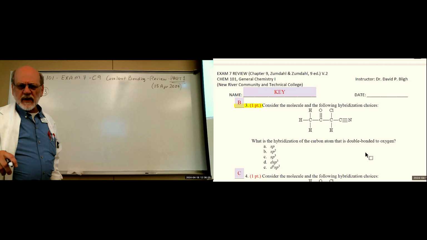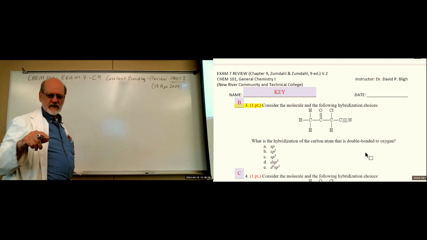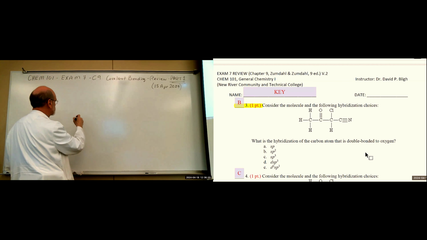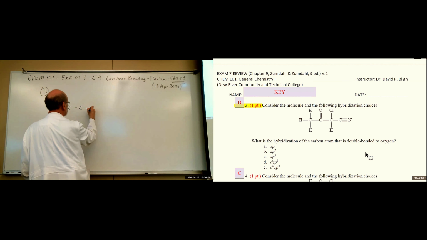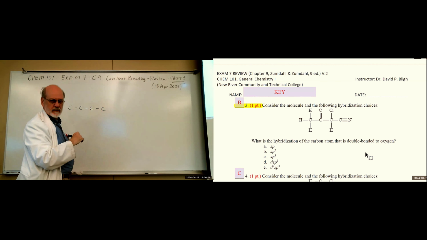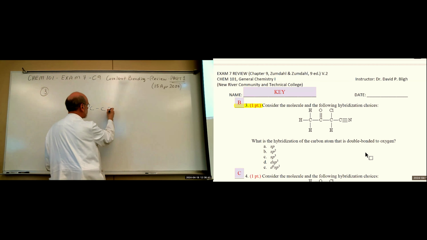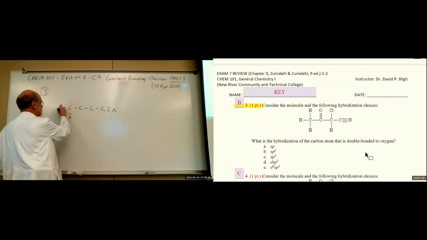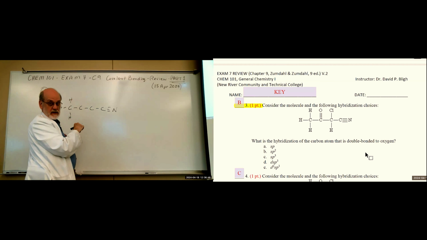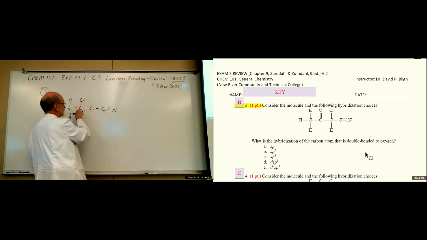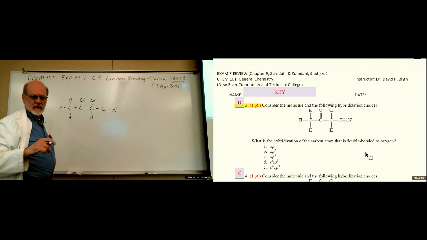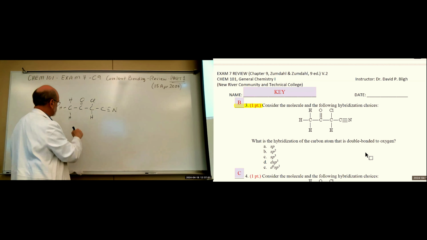Consider the molecule in the following hybridization choices. What is the hybridization of the carbon atom that is double bonded to oxygen? All right, we got 1, 2, 3, 4 carbons. And we've got a triple bonded nitrogen here. And we've got hydrogens there. And that's the one they're looking at. And then we have a chlorine here and a hydrogen.